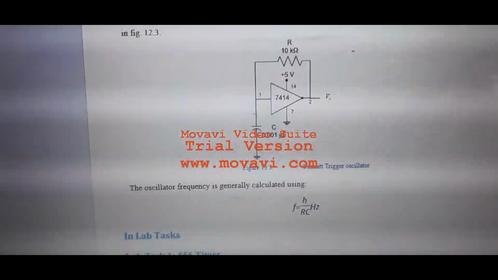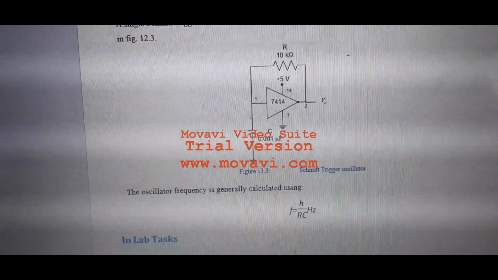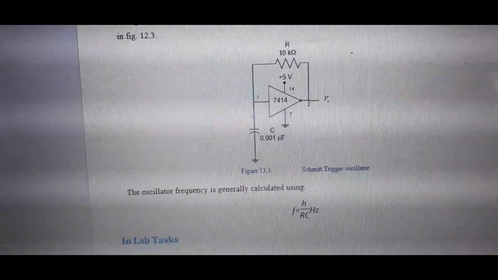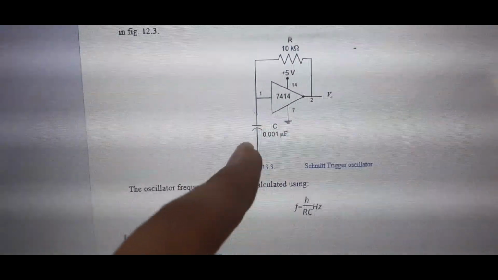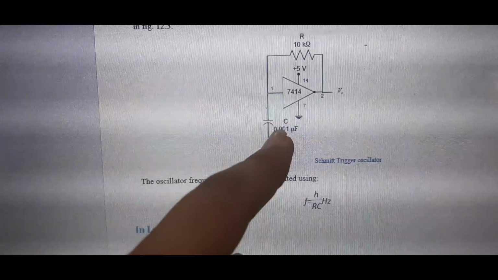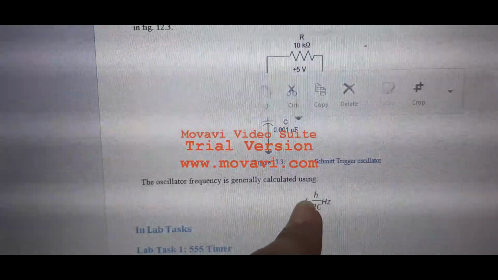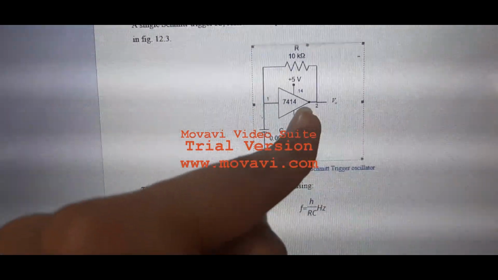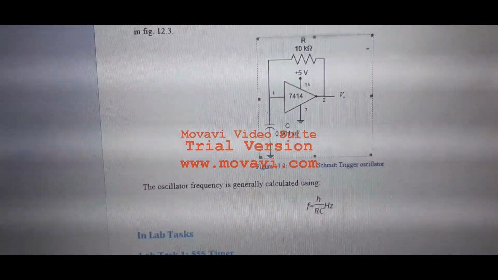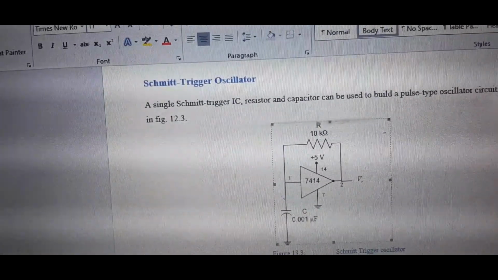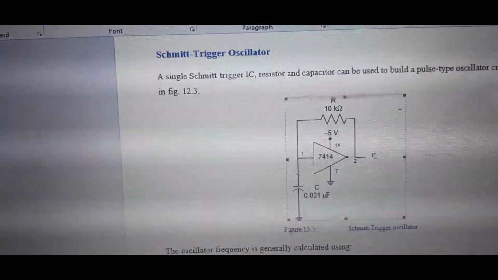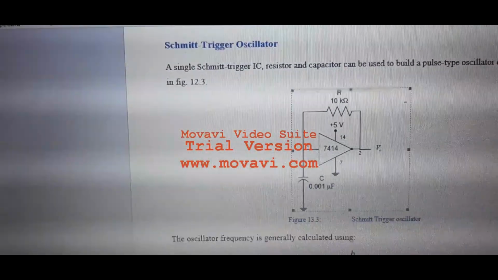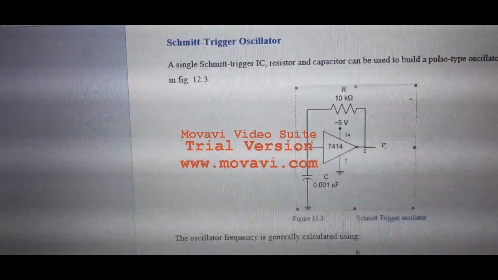This is the formula which is used for the frequency of the oscillation. In the lab task, we will verify the different frequency of oscillation using the different value of the capacitor. By changing the value of the capacitor, we will actually be changing the frequency of the square wave which is generated here at the output. And these Schmitt trigger oscillators are basically used in signal conditioning to remove the noise from the signal used in the digital circuit, because it will trigger at any desired point.